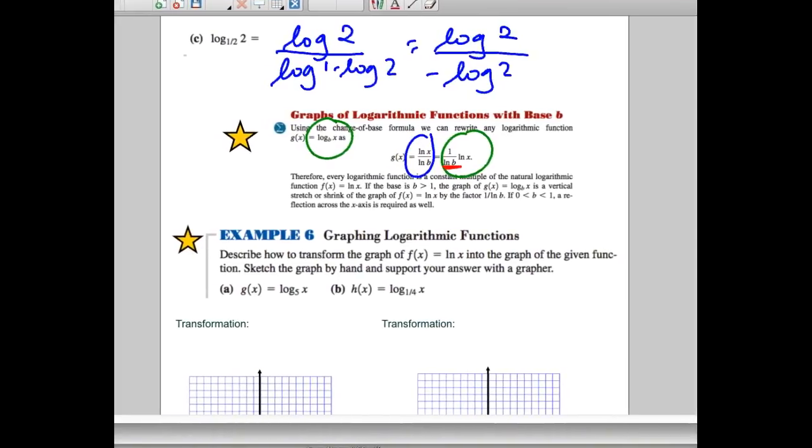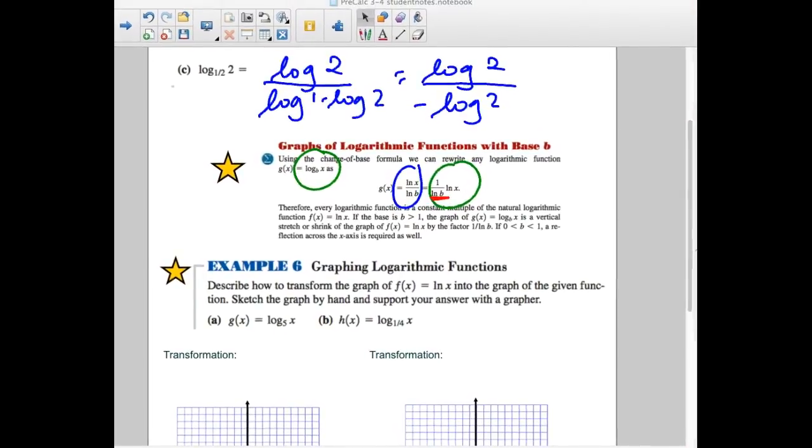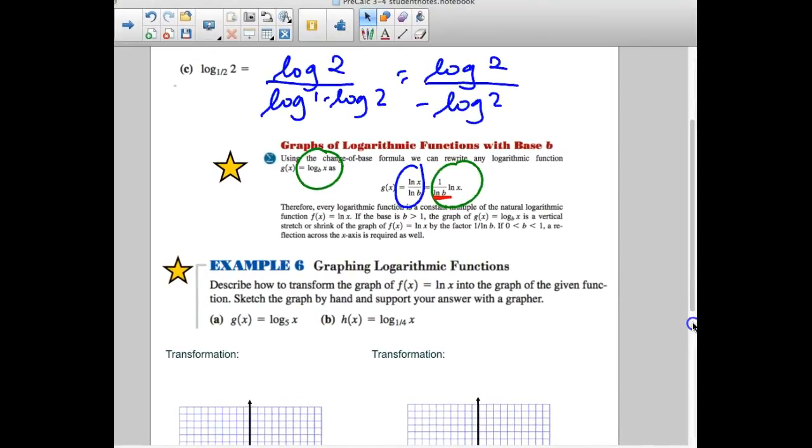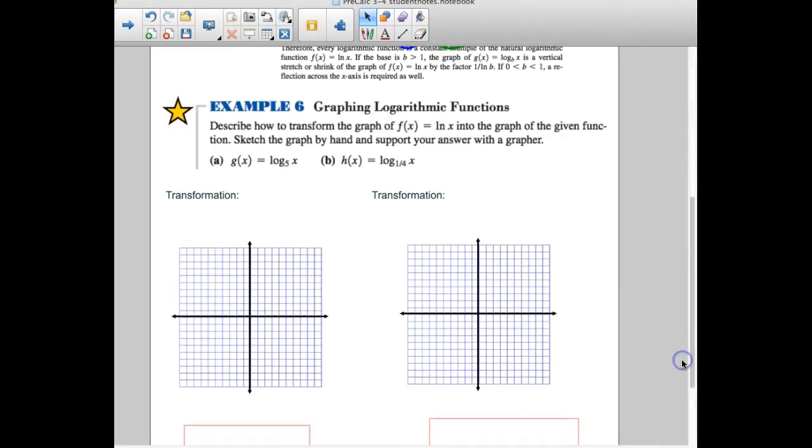Come on. My board's off again. All right, here we go.